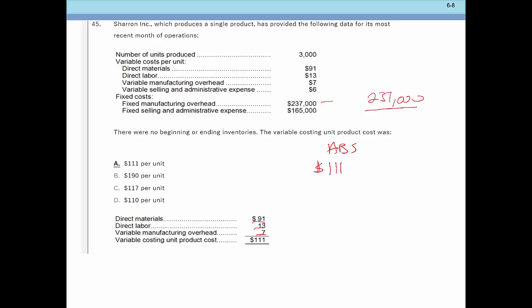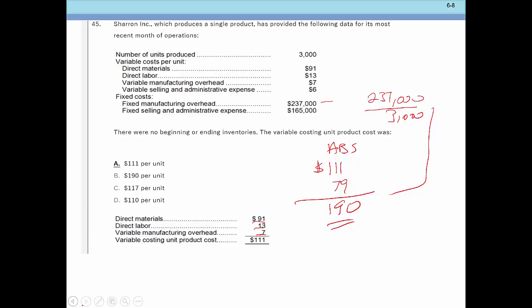divided by what? 3,000 units produced. Good. So that gives me $79 more. And that's 190. Okay. So you can practice with these questions that are in the homework slides, doing both. Even though the question may ask for variable, you could do absorption, right? Okay, and practice with it that way.